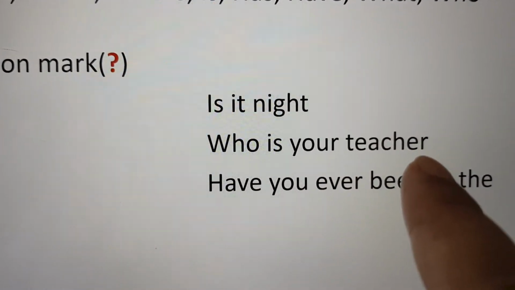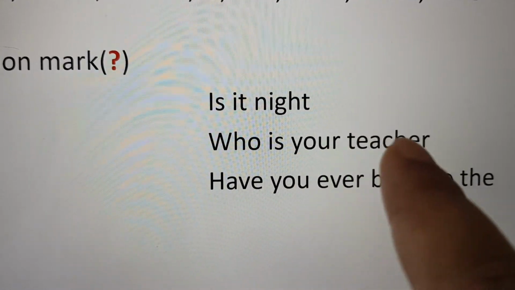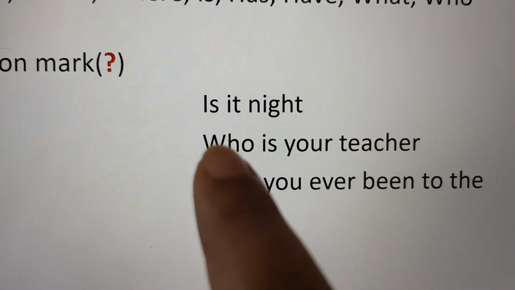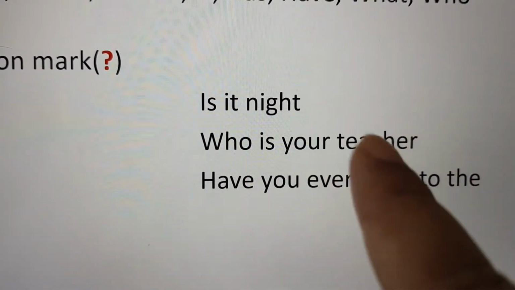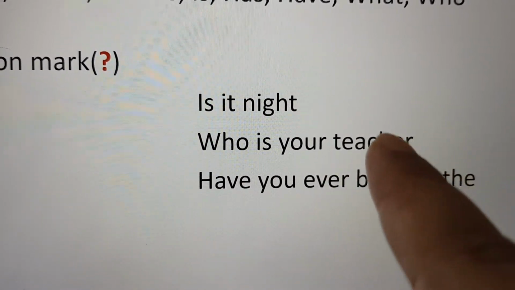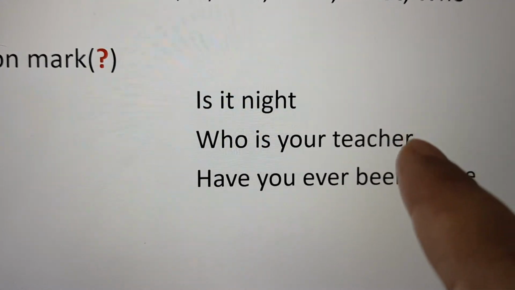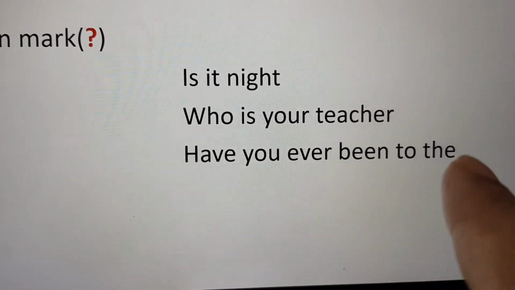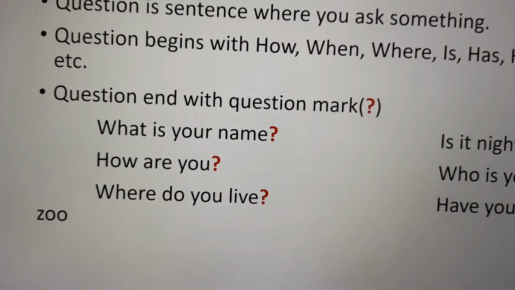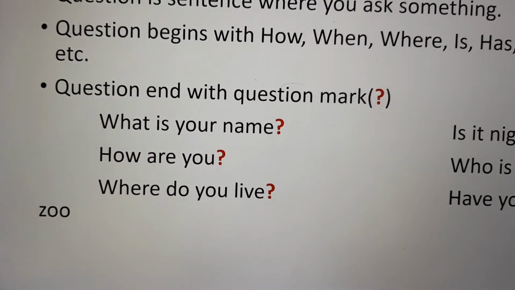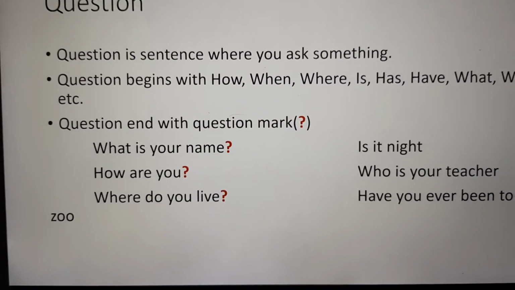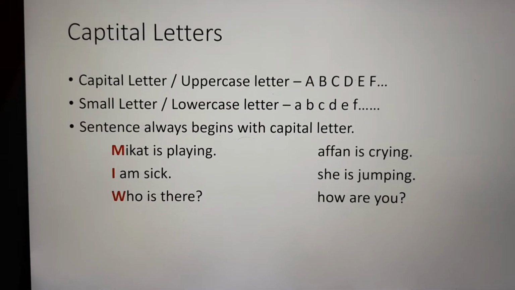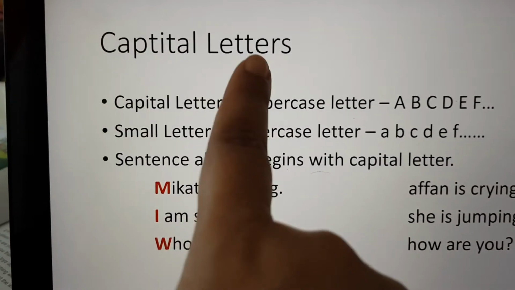Who is your teacher? What is the mistake in this sentence? The mistake is, it is a question because it starts with who and you are asking for something. But you have not put the question mark. So the mistake is you have to put a question mark. Have you ever been to the zoo? Here also, see, there is no question mark. You have to put a question mark after every question. Okay? And now the last thing, capital letters.